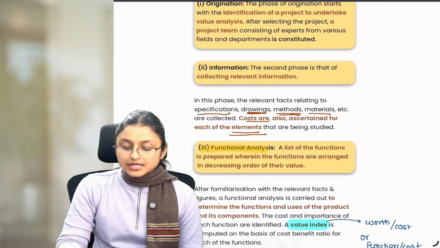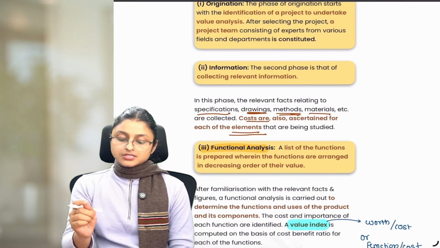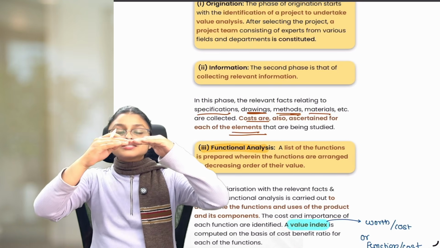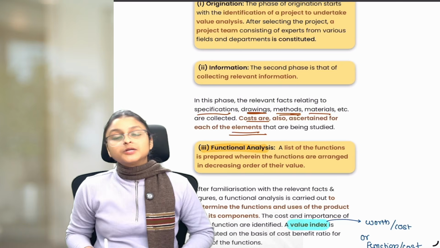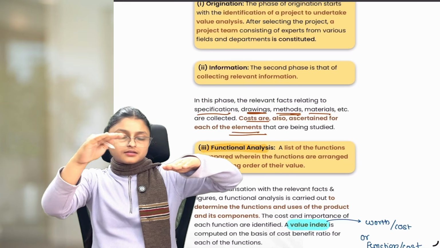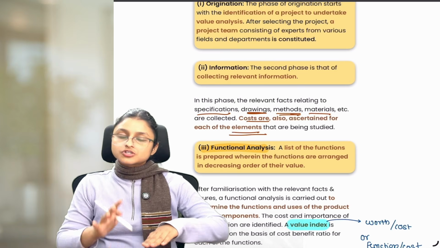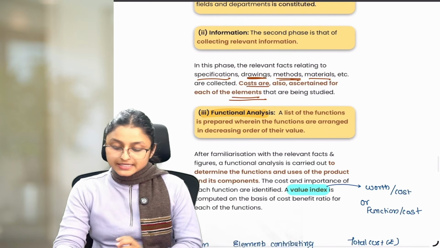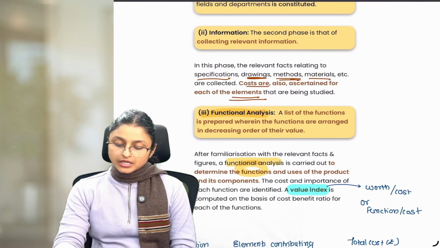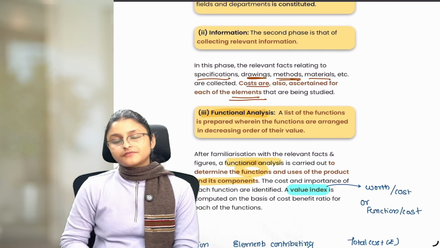Next comes functional analysis. In functional analysis, we'll prepare a list of functions wherein the functions are arranged in decreasing order of their value. So on the basis of value, we'll list all the functions which are performed by that particular product. So the most valuable function will be the first one, then the lower valued one, then the lower valued one, and at the end, the least valued function will be there. After familiarizing with the relevant facts and figures, a functional analysis is carried out to determine the function and use of the product and its components. The cost and importance of each function are identified.